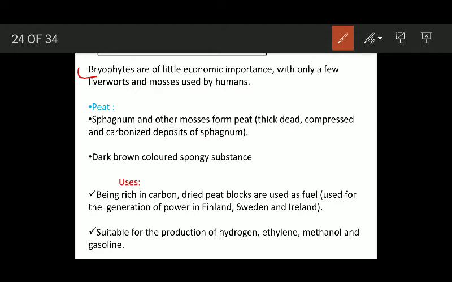Some of the products that we get from bryophytes and are used economically include peat. Okay, this is the first product that we are going to discuss. Peat is basically a thick, dead, compressed, and carbonized deposit of sphagnum. Sphagnum is a moss. When it dies, it forms thick, compressed, carbonized deposits. Such deposits are known as peat. The color of peat is dark brown and it has a spongy appearance.